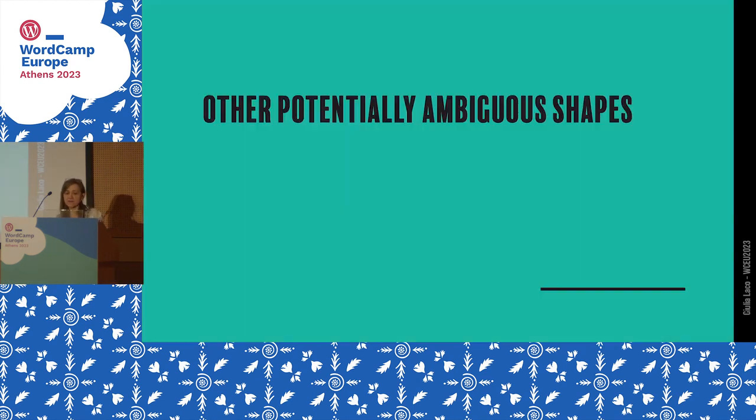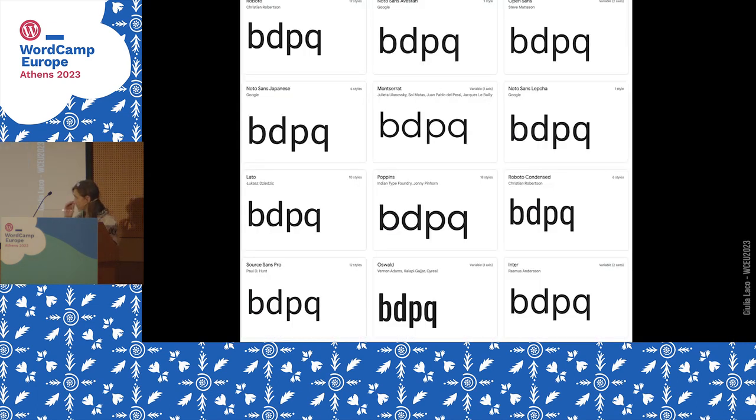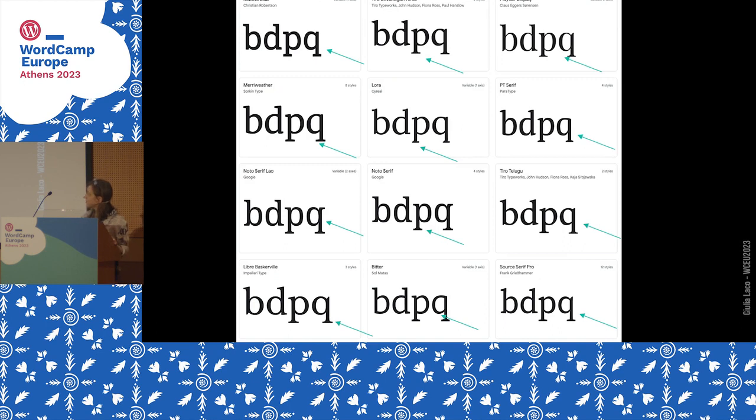And there are also some other potentially ambiguous shapes. For example, a sans serif font often has B, D, P, and Q that are the same shape reflected or upside down. And that's said to be a very big problem for dyslexic people. Some typographers say that's not the case, that's a problem for everybody. But if you feel like that, you can use a serif font, and so you won't have that problem, because each glyph is different in this case.